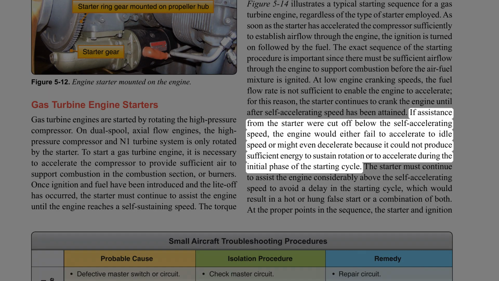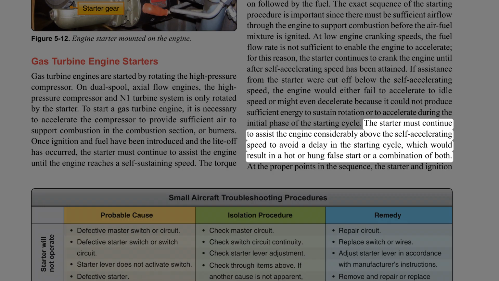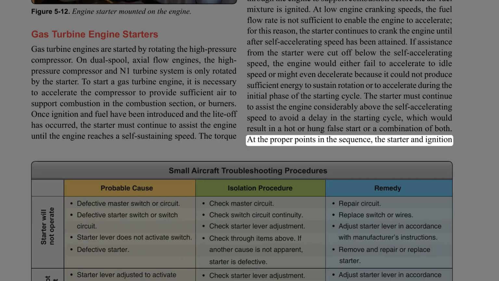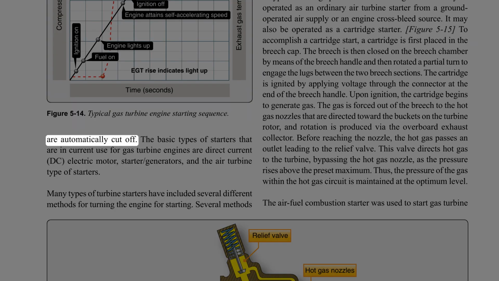If assistance from the starter were cut off below the self-accelerating speed, the engine would either fail to accelerate to idle speed or might even decelerate because it could not produce sufficient energy to sustain rotation or to accelerate during the initial phase of the starting cycle. The starter must continue to assist the engine considerably above the self-accelerating speed to avoid a delay in the starting cycle, which would result in a hot or hung false start or a combination of both. At the proper points in the sequence, the starter and ignition are automatically cut off.